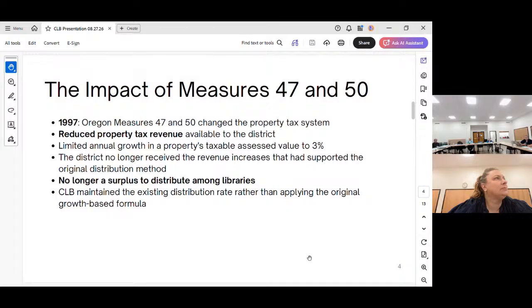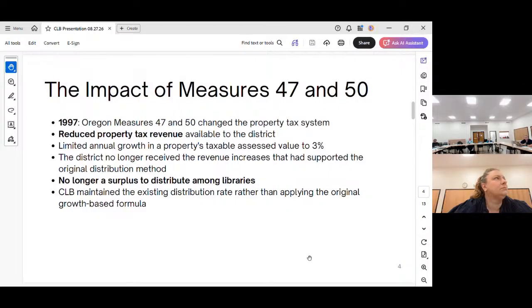In 1997, Measure 47 and 50 were passed, and that changed the property tax system and effectively reduced property tax revenue available to the district. The district was no longer receiving the revenue increases that had previously allowed additional funds to be distributed through that original plan. By 1997, there was no longer a surplus of new revenue to distribute.